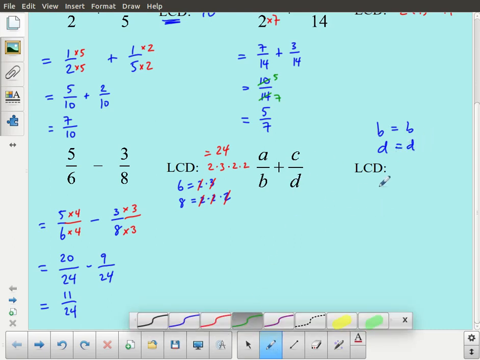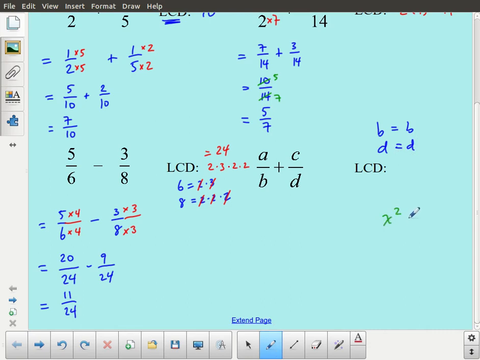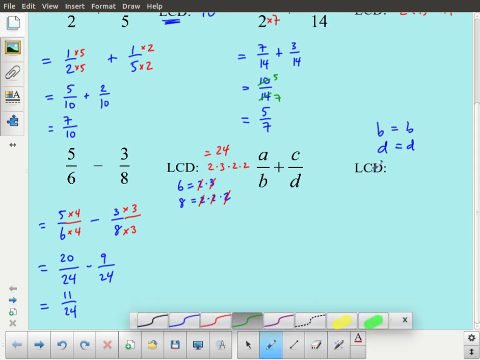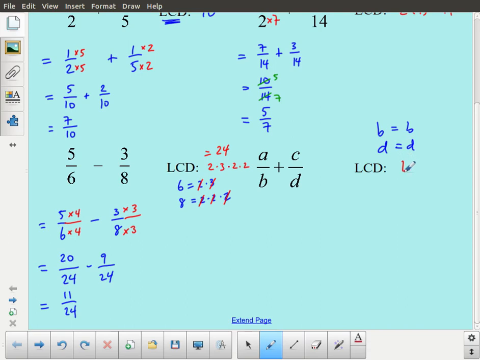If I had something like x squared in the denominator, you might want to think of that as x times x. So that's why I'm just illustrating to you that we're still going to write these in terms of their factors. So in this case, my lowest common denominator becomes BD. It's the B value and the D value multiplied together.